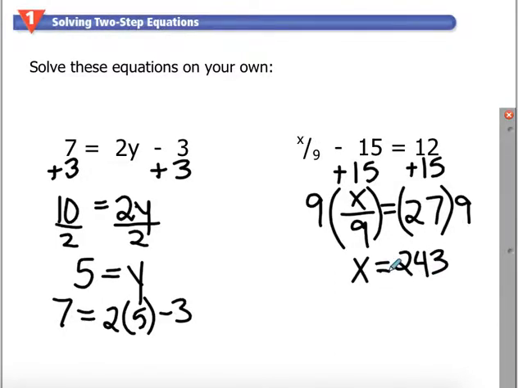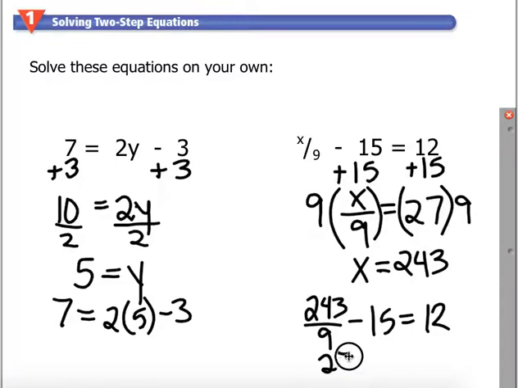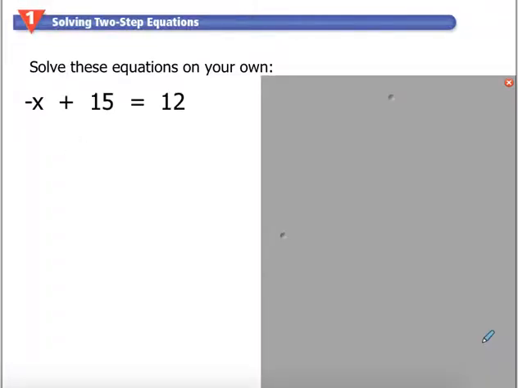And I could plug it back into my equation to check. 243 divided by 9 minus 15 is equal to 12. Well, 243 divided by 9 is 27. Take away 15, and that does equal 12. So my answer is correct. Let's try some other ones.